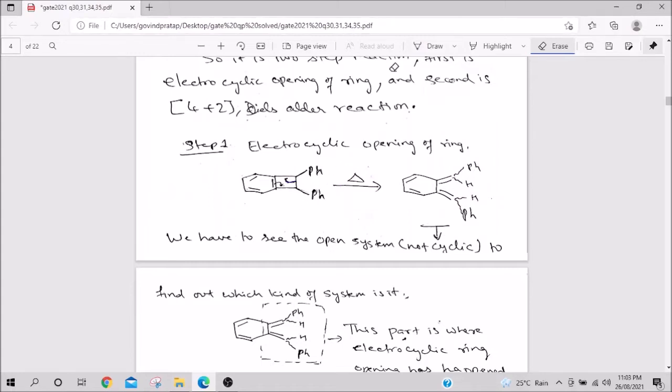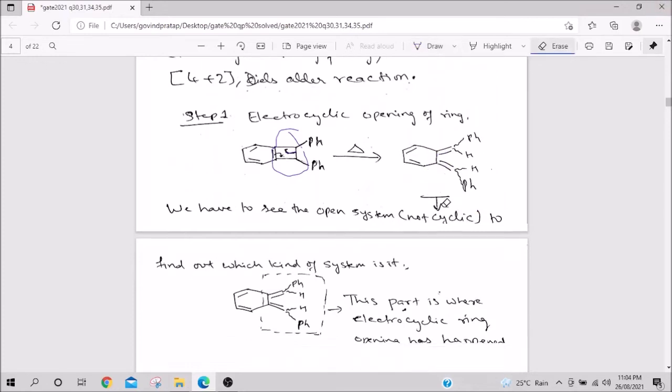Now, remember this, very important. When you have to find out whether it is a 4n system or a 4n plus 2 system, you will not look at the cyclic system, you will look only at the open system. Okay. Now, in the open chain system, how many pi electrons are there? 1, 2, 3, 4. So, because it is 4 electrons, it is a 4n system, where n is equal to 1.